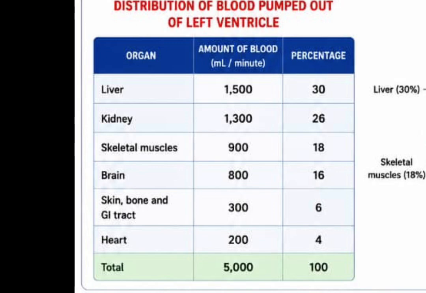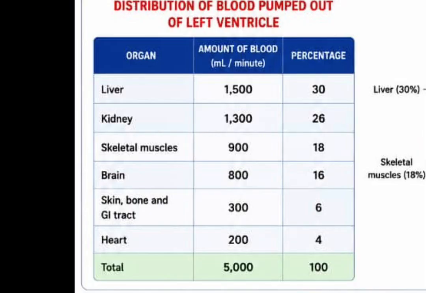So the skeletal muscle needs a lot of what? Blood. Are you getting that? So how much is it taking? It's taking 900, about 18%. So wow, the skeletal muscle even takes more than the brain, because the brain takes only 800 ml per minute. Are you getting now? Which is about 16% of the cardiac output.